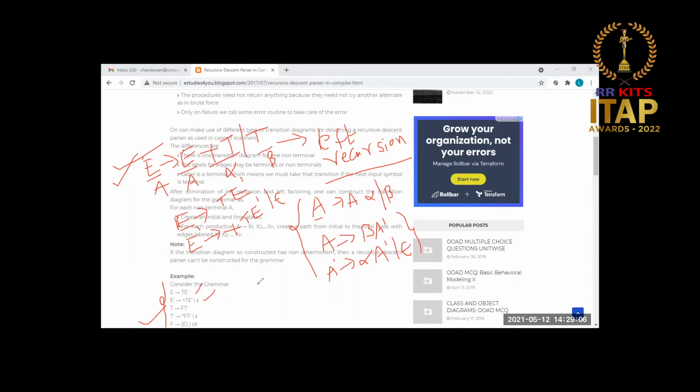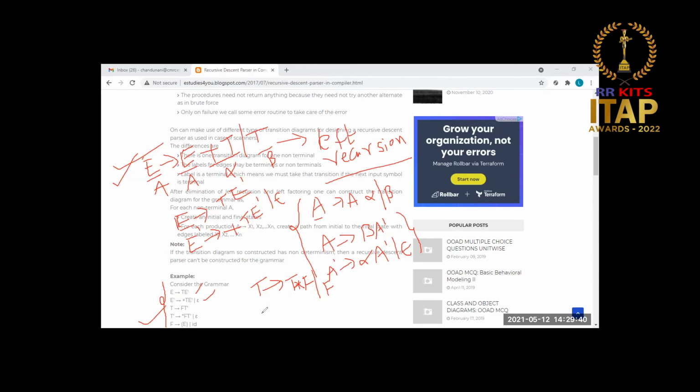Similarly, they have given one more formula: T tends to T F or F. Sometimes they will give star here also, as they have given in this example. Sometimes they will miss these terminal symbols. So they have given T tends to T star F or F.